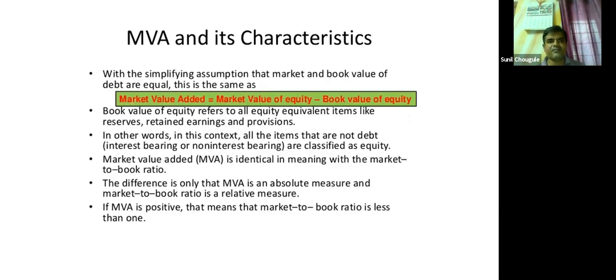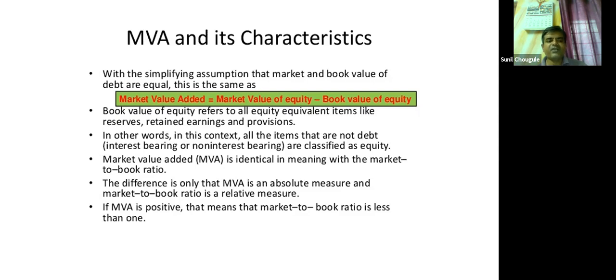Let me elaborate more. It is said with MBA the simplifying assumption that market and book value of the debt are equal. This is the same as market value added is equal to market value of equity minus book value of equity. Now, book value of equity refers to all equity equivalent items like reserves, retained earnings, and provisions. In other words, in this context, all the items that are not debt are classified as equity. Market value added, MVA, is identical in meaning with the market to book ratio. MVA is an absolute measure and market to book ratio is a relative measure.